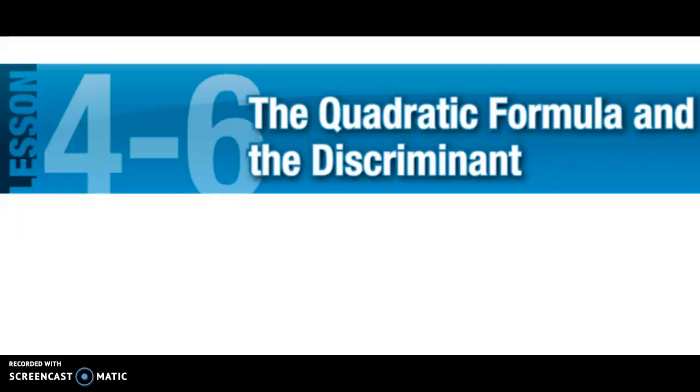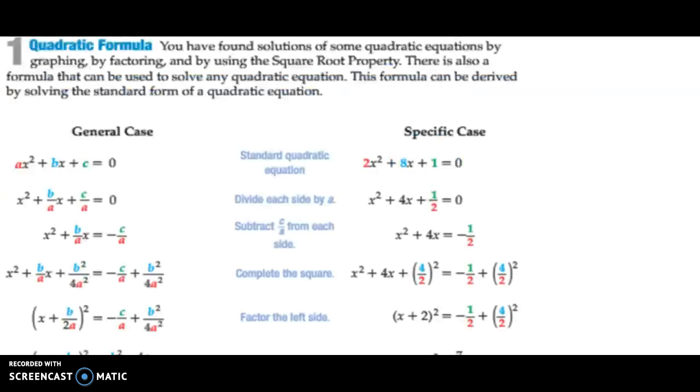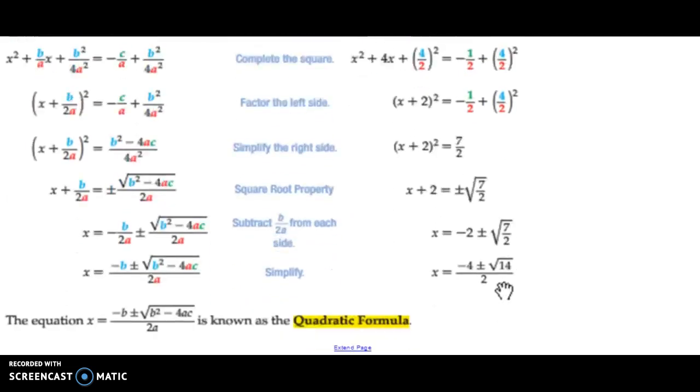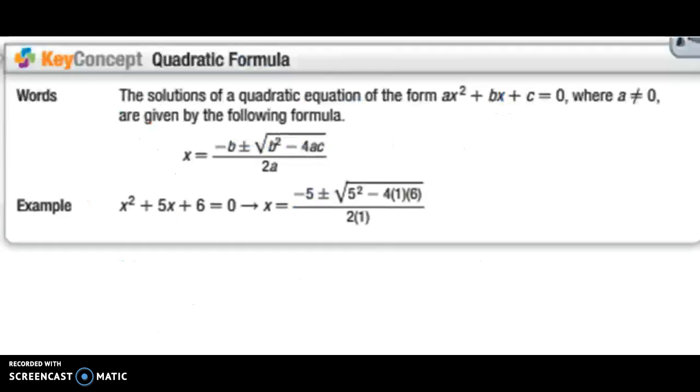Today we're going to be talking about section 4.6, which is on the quadratic formula and the discriminant. So the quadratic formula is this equation right here, and it can be used to solve for our values of x, or our solutions to a quadratic equation. It looks like this: x equals negative b plus or minus the square root of b squared minus 4ac all over 2a.